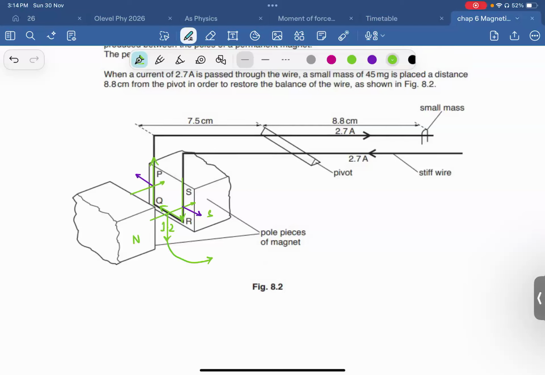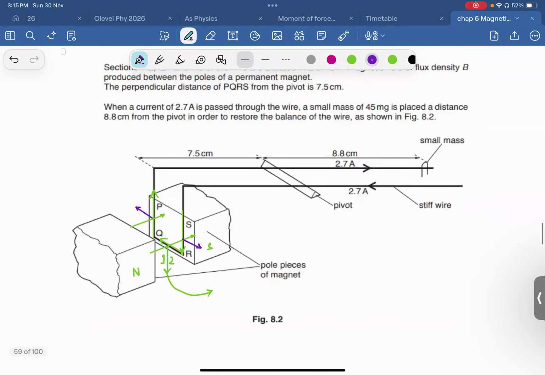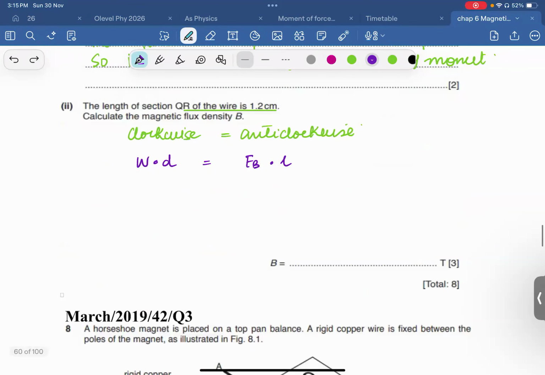And the other will generate an anti-clockwise moment. Sorry, one generates an anti-clockwise moment and the other one a clockwise moment. So the clockwise moment is due to the weight times the distance, and the anti-clockwise moment is due to the force FP times the perpendicular distance, which is l. Over here, 8.8 is going to be the distance of the small mass.